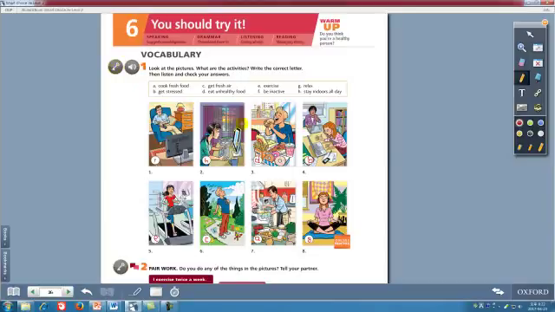Okay, so again, there's your answer key for Unit 6. Make sure that you guys have your correct answers and know that these are your answers for Unit 6. Okay, so let's go ahead and move on.